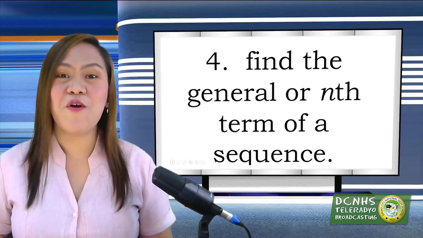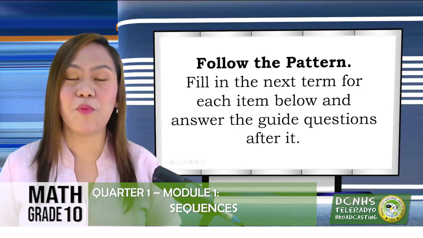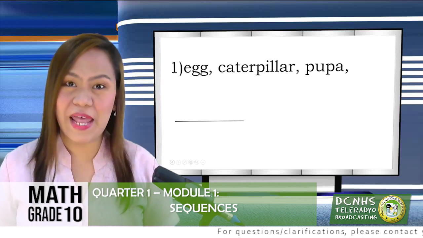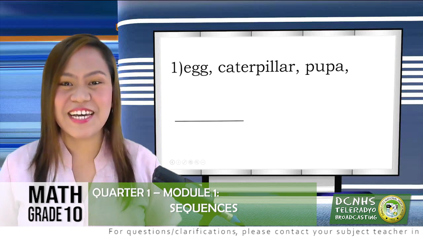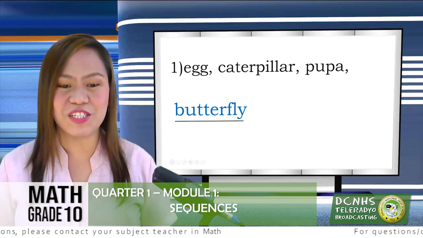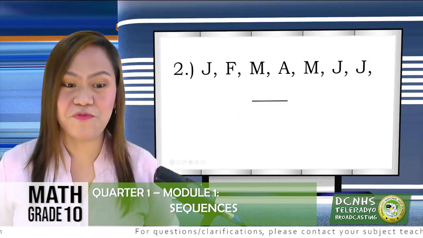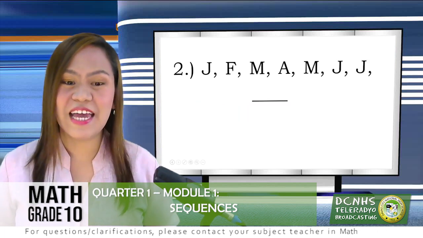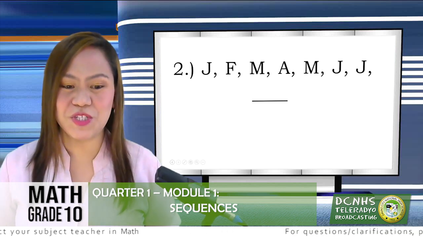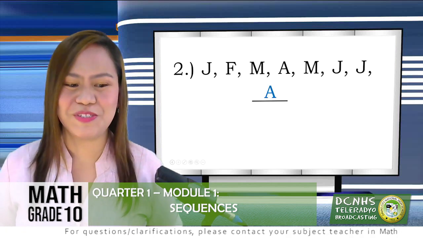Follow the pattern. Fill in the next term for each item below. Number 1, egg, caterpillar, pupa, blank. Correct! The answer is butterfly. Item number 1 describes the life cycle of a butterfly. Let's go to number 2. J, F, M, A, M, J, J, blank. The next letter is A. Item number 2 are initials of the months in a calendar.